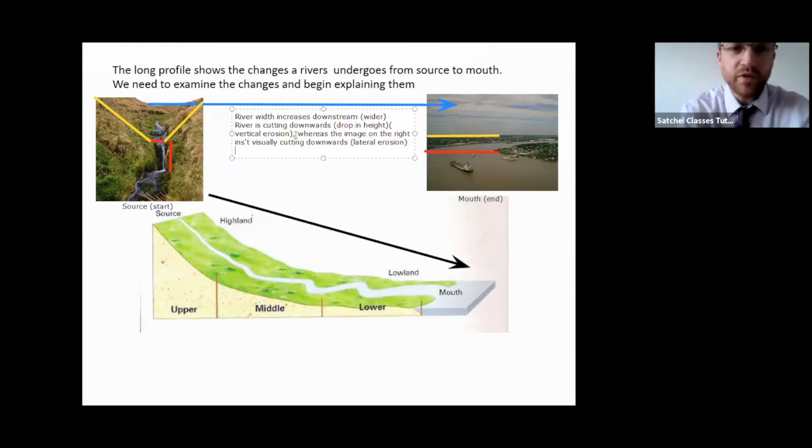So the image on the left, we can see that visual drop in height. The image on the right is much, much flatter. Okay, so this is the same with the surrounding terrain. So on the image on the left, that yellow line shows that steep profile, that steep gradient, and the image on the right shows flat land or a flatter gradient. So the gradient of land becomes flatter. Okay, so that's a key observation there.